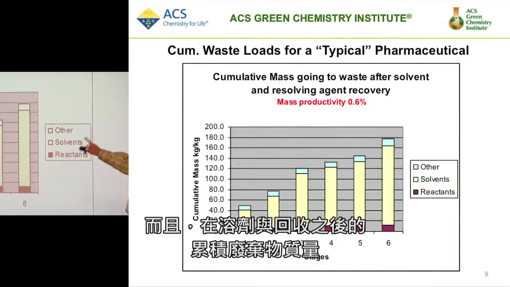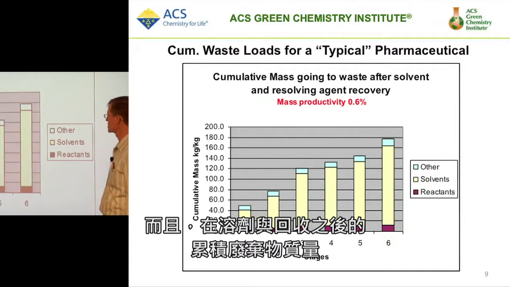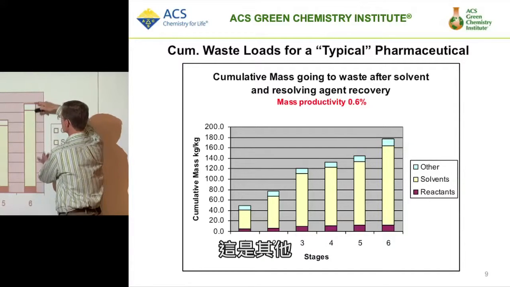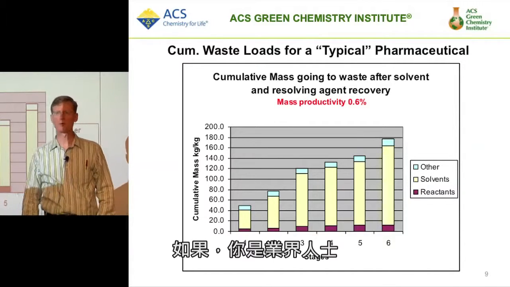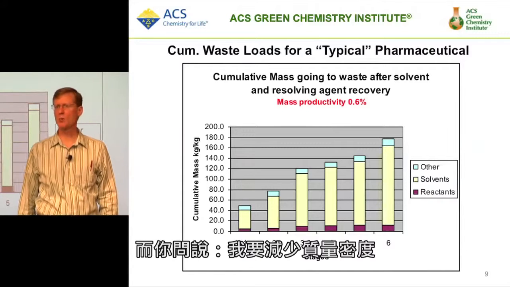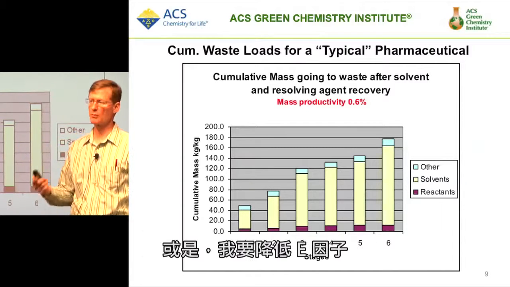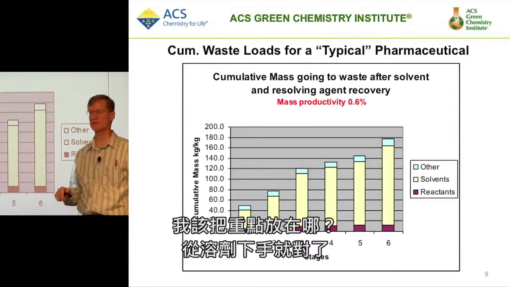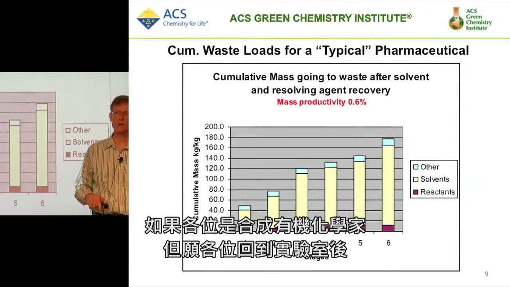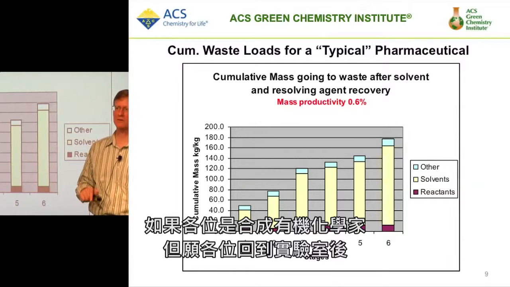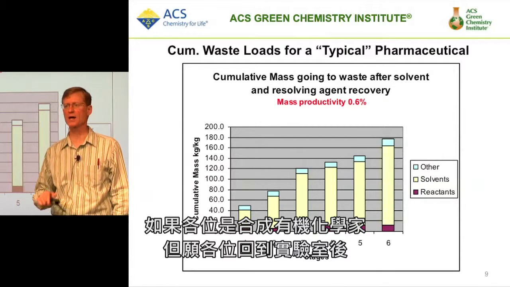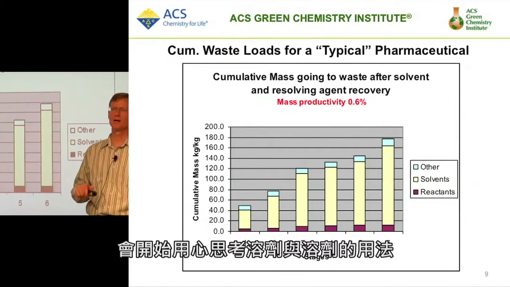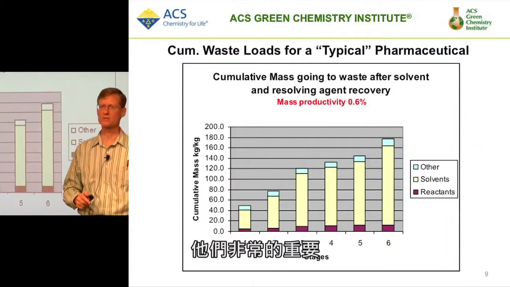And the cumulative mass going to waste after solvent recovery, so these are reactants, and this is solvents, and this is other. So if you're in a business and you're saying, I want to reduce my mass intensity, or I want to reduce my E factor, what am I going to go after? It's going to be solvents. So hopefully when you go back to labs, if you're a synthetic organic chemist, I hope you'll begin to think more mindfully about solvent and solvent uses.